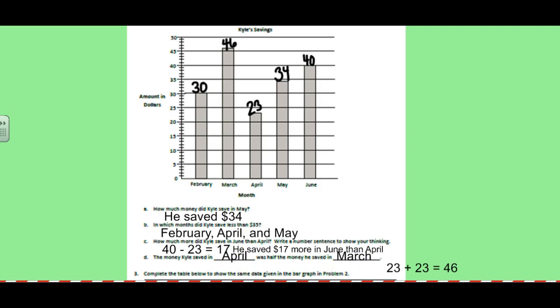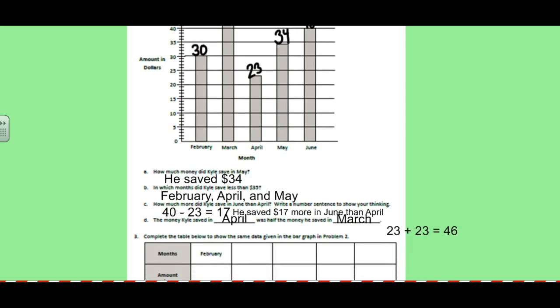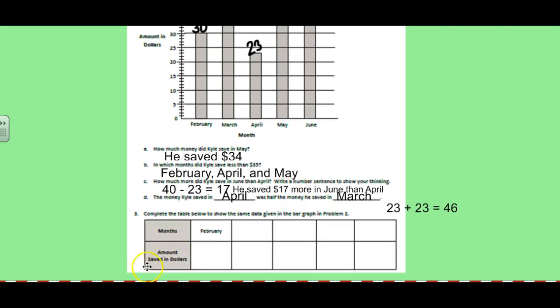Okay, so now we're ready to move on to number 3. We're going to fill in this table based on everything that you see in the graph. This one's really easy. All you have to do is put the months at the top and then put how much money he saved for each particular month. So I'm going to let you get that put on your paper, and I want you to press play whenever you're ready to check it.